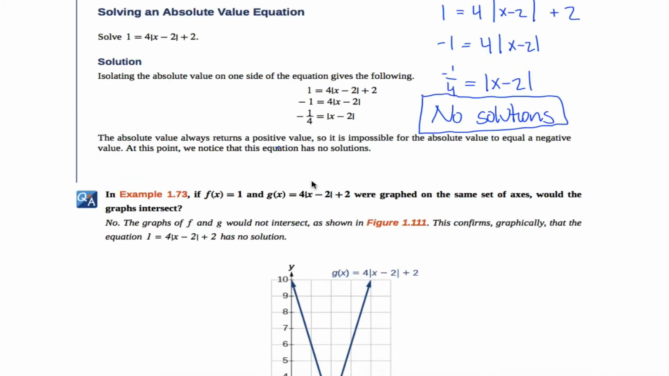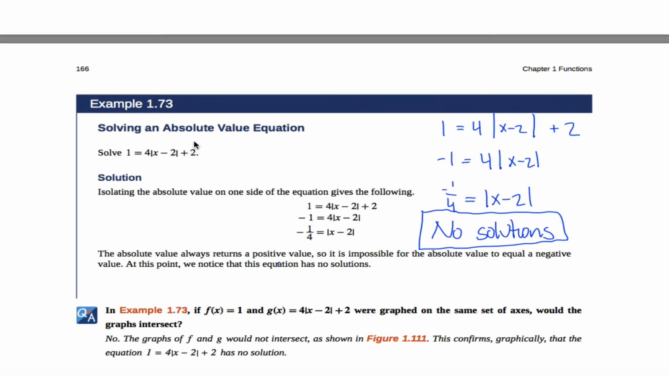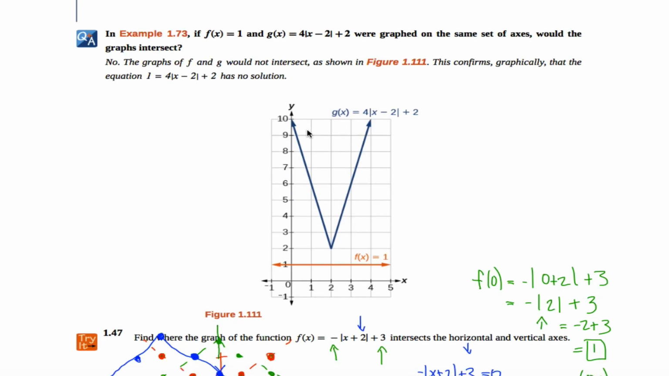And the question is asking you, if you think about that as a function, when is the output of that function equal to 1? Well, here's the graph of that function. When's the output, the height, equal to 1? It's not. Right? It's never equal to 1. The lowest the height ever gets is 2. It never gets down to a height of 1. That's why graphically there's no solutions.